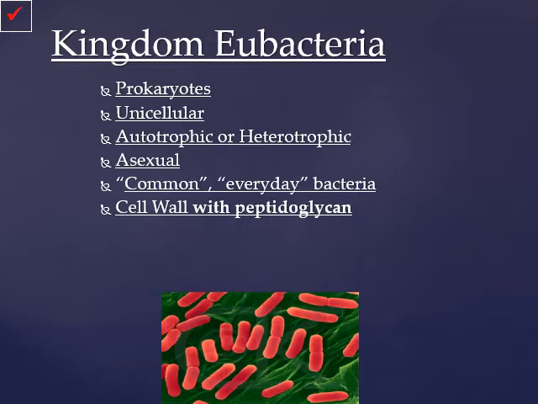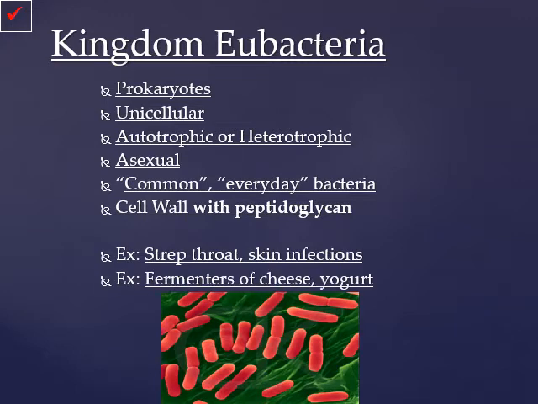Now another important thing about eubacteria is their cell walls do contain the substance peptidoglycan. So as we said earlier, peptidoglycan helps with the formation of the cell wall. Some examples include the bacteria that are used for strep throat, or various types of infection. They can also be used for beneficial purposes, such as fermenting milk to make cheese or yogurt, and these are also organisms that can be found inside your digestive tract to help you digest and break down your food.